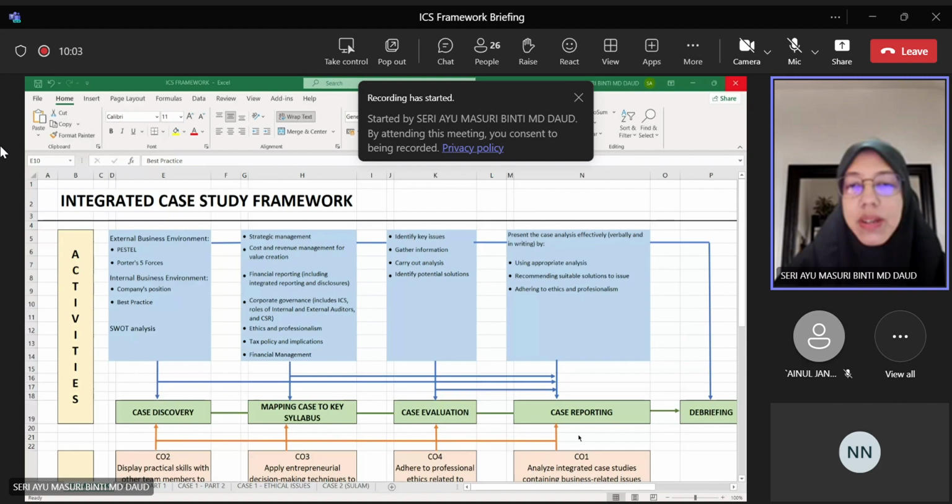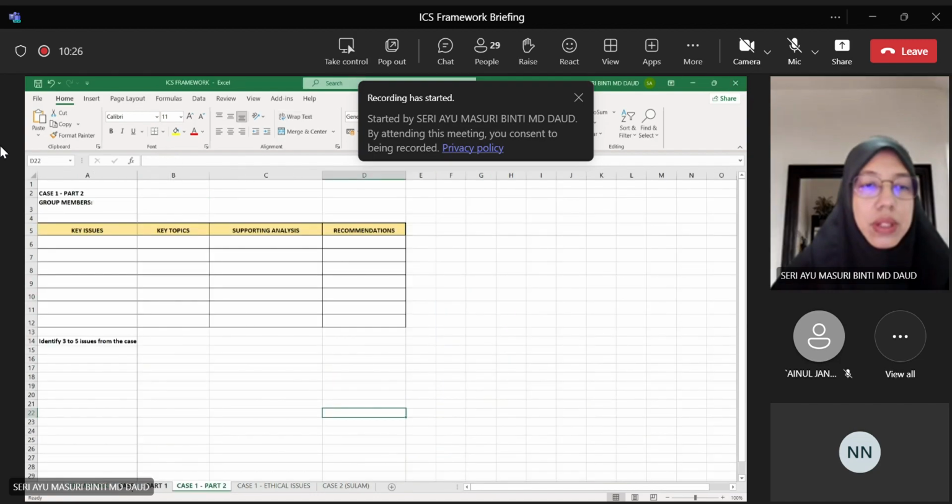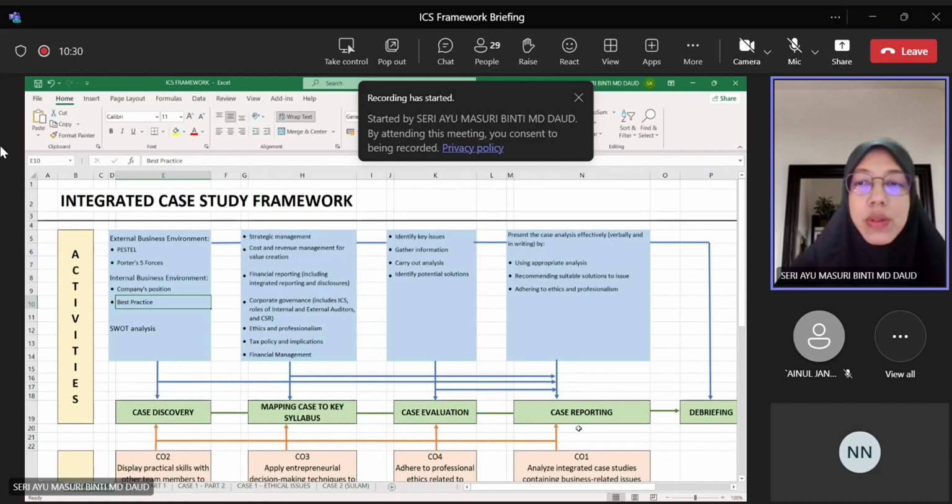Okay, all right. So basically, this is the integrated case study framework that is available in Teams, in the class material folder. I've also shared the file yesterday in our WhatsApp group. If you look down here, there are several sheets. The first one is called the framework.